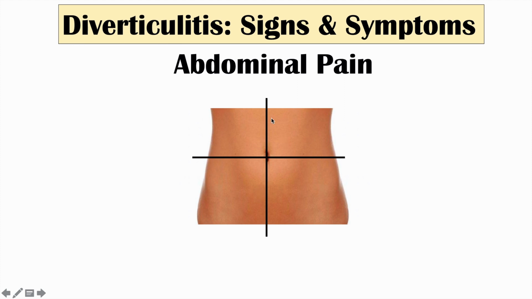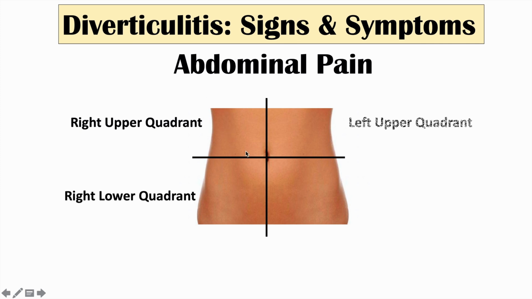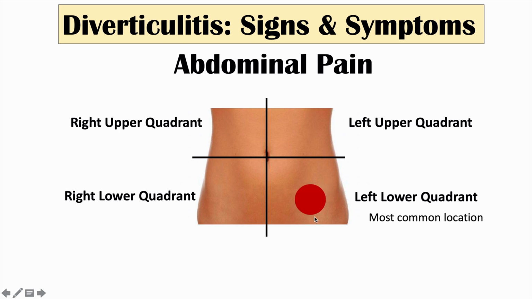So we break it down, we put it across, essentially right through the belly button or the umbilicus. So this would be the right upper quadrant. Again, this is the right side of the patient. Right upper quadrant, right lower quadrant, left upper quadrant, and left lower quadrant. And again, this is important because we're going to use these terms when we describe where the pain occurs in diverticulitis. And in fact, the left lower quadrant is the most common location where we see abdominal pain in diverticulitis.